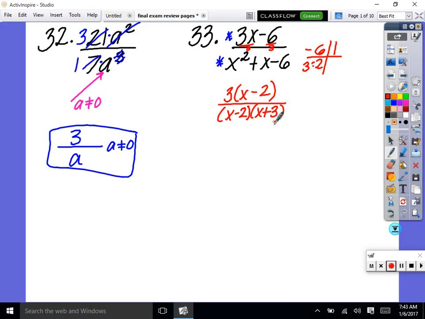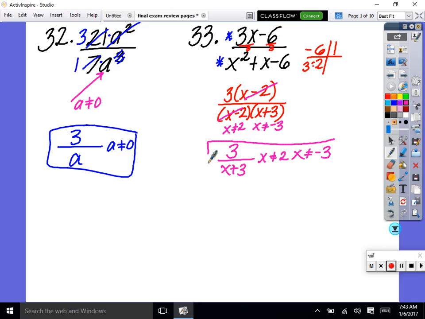So this factors to be x minus 2, x plus 3. Now you have to restrict the domain first before you divide anything out. So x cannot equal 2 and x cannot equal negative 3. And now we can divide them out. So our final answer is 3 over x plus 3 as long as x does not equal 2 and x does not equal negative 3.